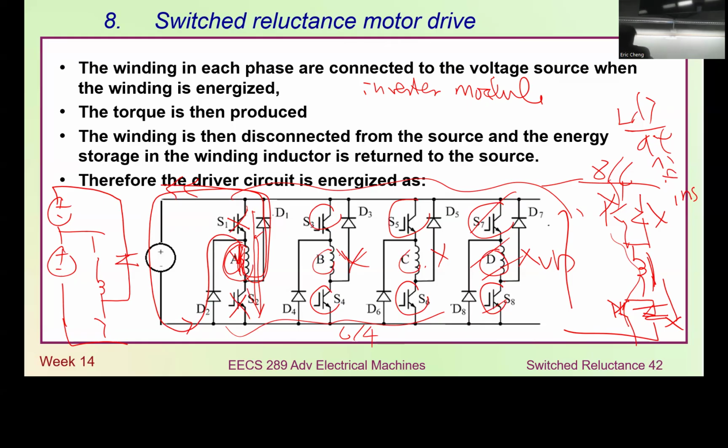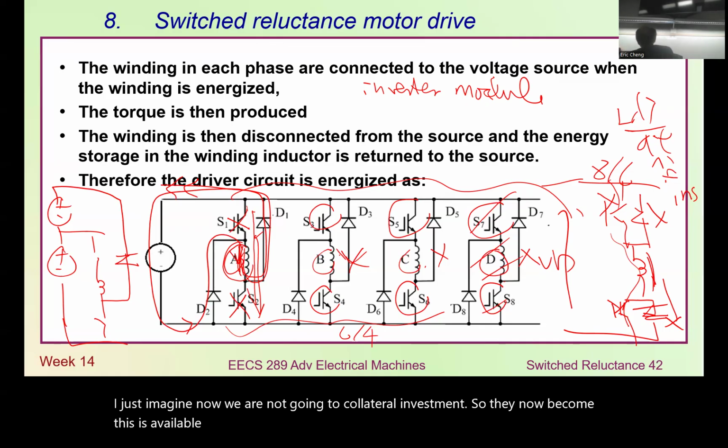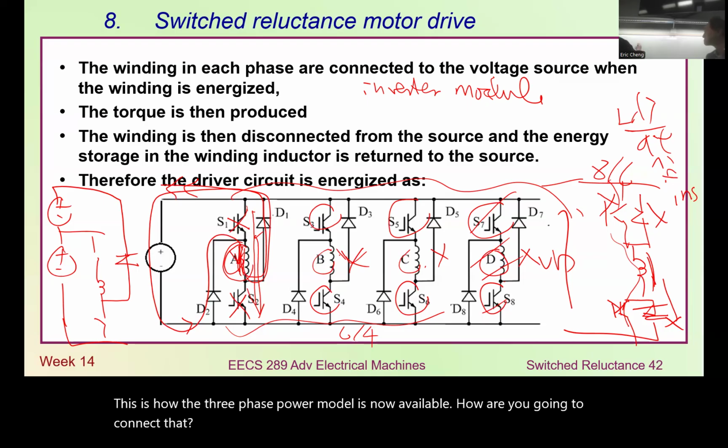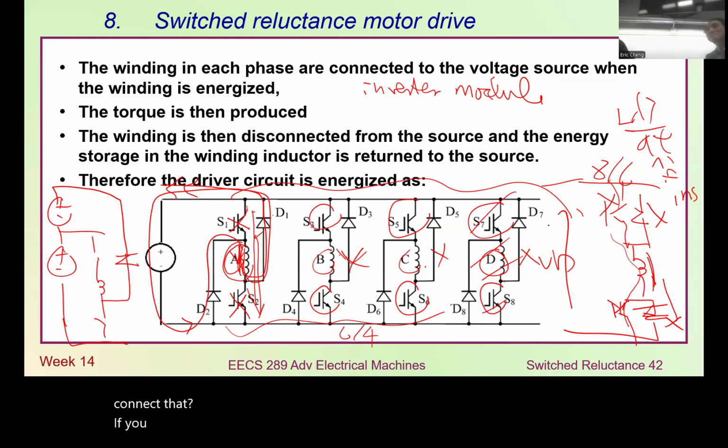Just imagine now we are not going to connect to an industrial motor. And now this is available nowadays. This is how the three-phase power module is now available. How are we going to connect it? I can see that a few of you have done that. It is this way. And here, if we open, then in this case, you are overlapping some winding.